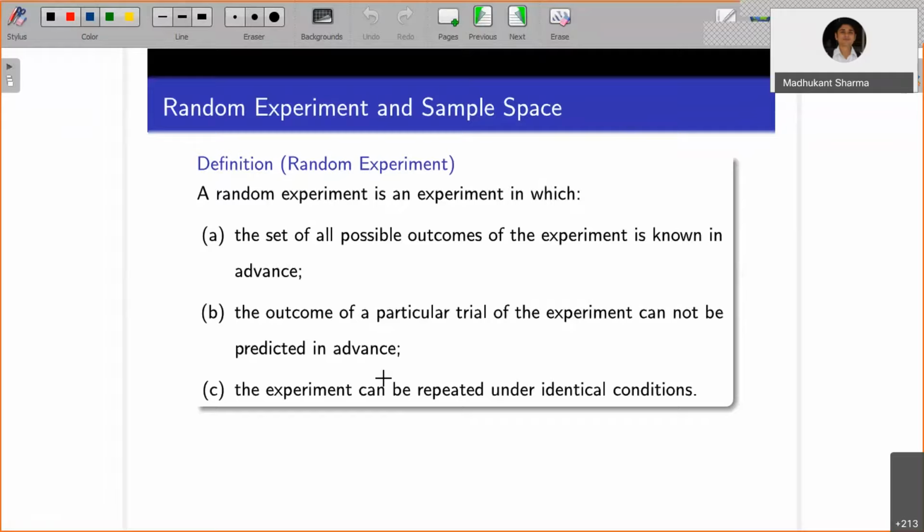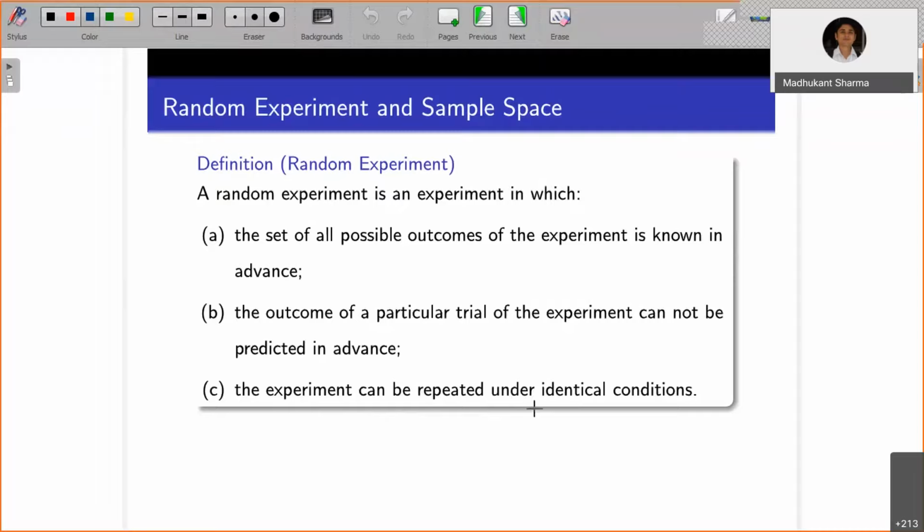Okay, means certainty is not there. Now, the third thing is that the experiment can be repeated under identical conditions. That's the third and last thing. It means the conditions should be fair, with the given device, or coin, or dice, or cards with which you are going to play or draw the experiment. So these are the identical conditions.